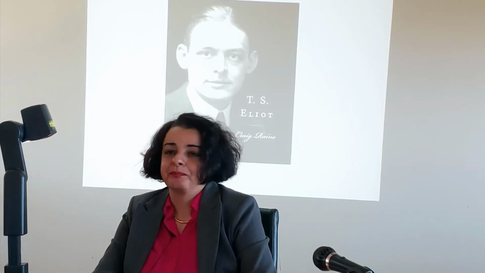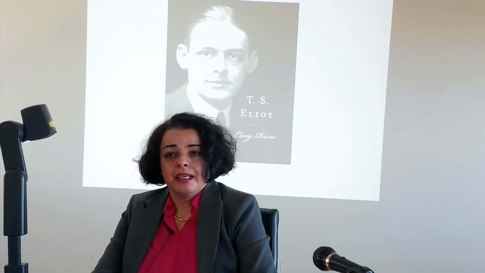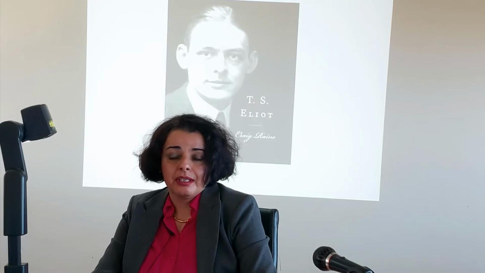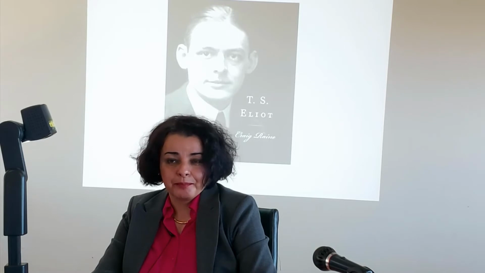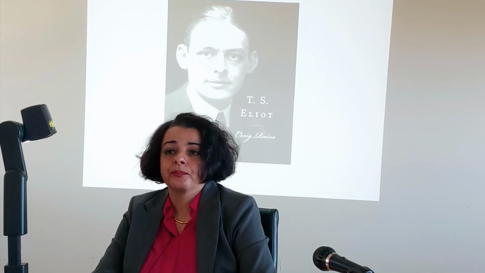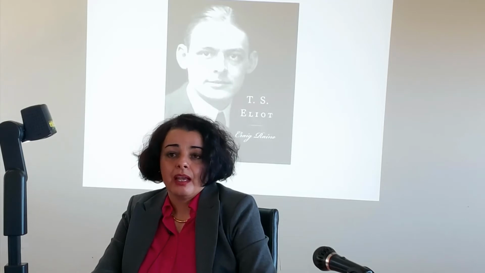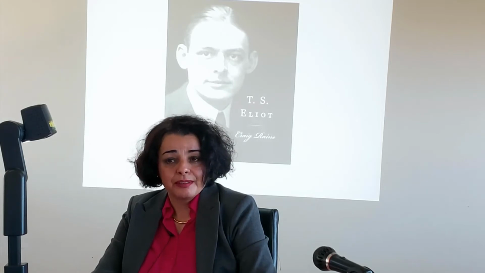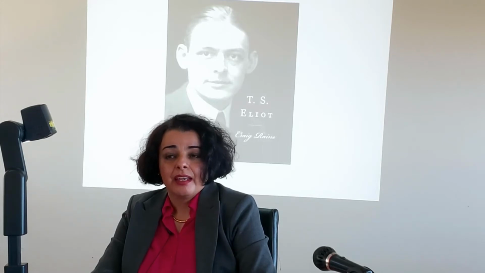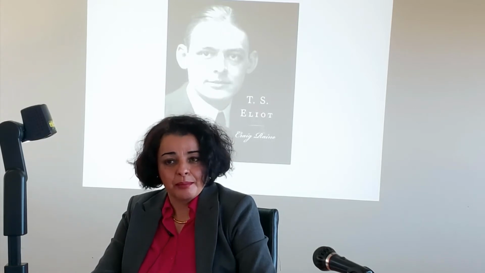Enjambment. Enjambment is the opposite of end stopped line. It is the incomplete syntax at the end of a line. For example, winter kept us warm, covering earth in forgetful snow, feeding a little life with dried tubers. This is taken from T.S. Eliot's poem, The Waste Land. In this example, the first two lines are enjambed, whereas the last line is end stopped.